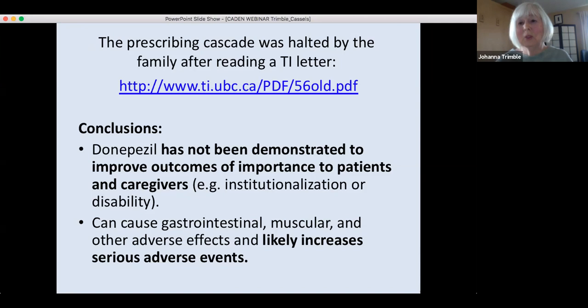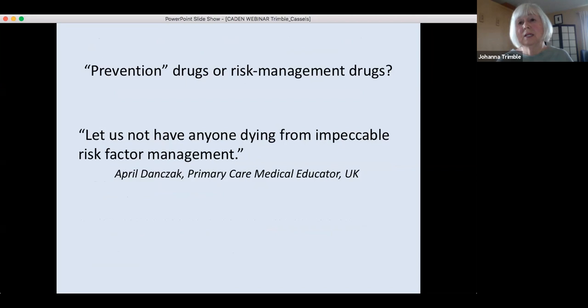So we didn't want to add yet another drug to the mix when we didn't even believe that she had vascular dementia. So I think one of the things we have to be very aware of around any medication use is that there are drugs that are called prevention drugs. They're often described as things like, oh, take this drug and it'll prevent you from having a heart attack. I think what we have to understand is there's no real prevention drugs.